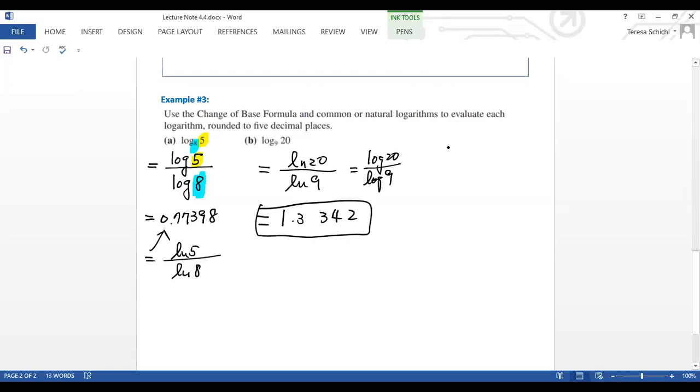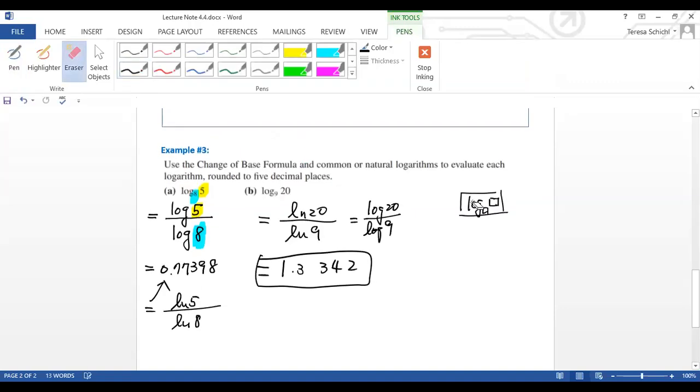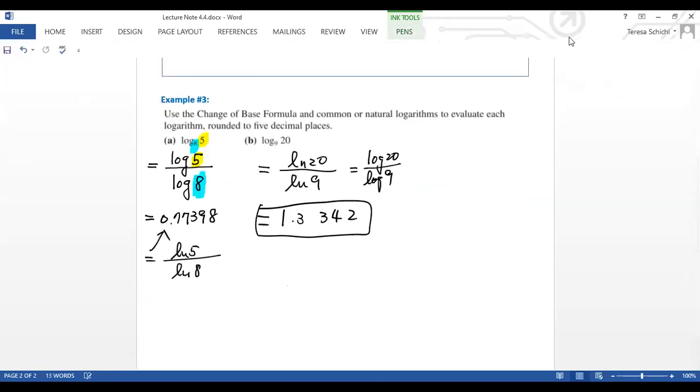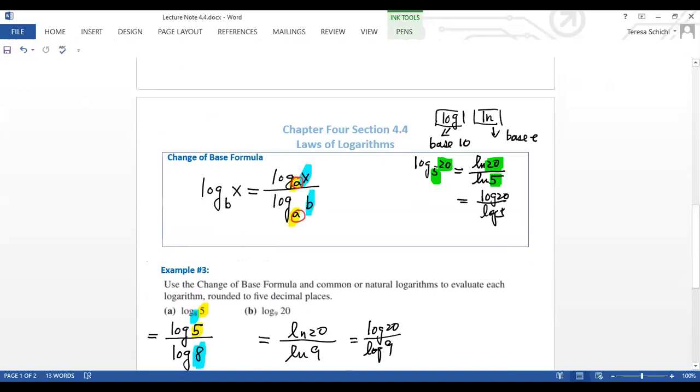This is how to use your calculator. Even if your calculator does not have some built-in function, you can just use the common log and the natural log. I know some fancy calculators like the TI-84 have a key with two places to input, but you don't really need it. Your $5 calculator will work just fine because you have this very nice change of base formula. This is a very, very cool formula.